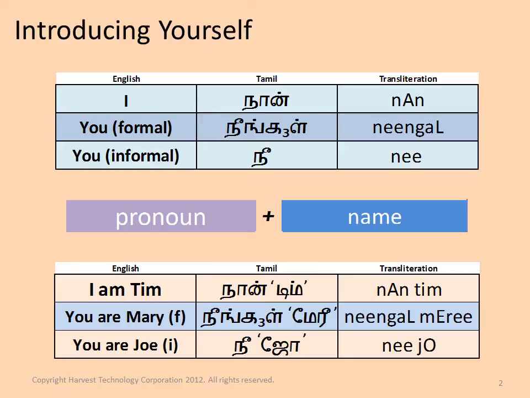Now, when you want to introduce yourself, in this case, Thummer doesn't use a verb to be, so you simply say the pronoun plus your name. So I would say nan Akshay to say I am Akshay. So if you look at the chart below, I have some examples with English names.